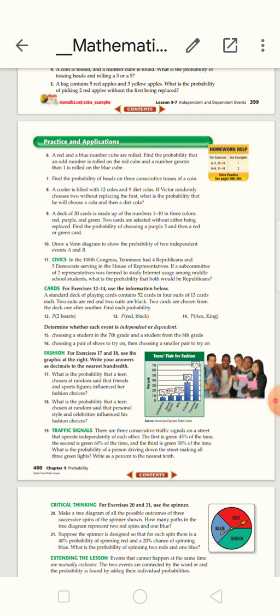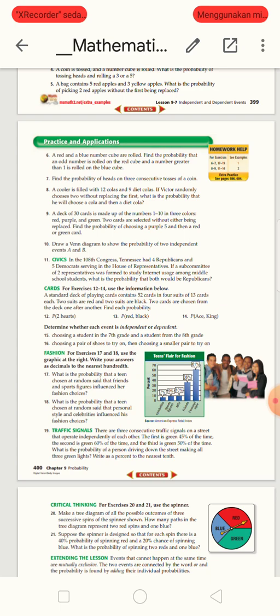Fashion. For exercises 17 and 18, use the graphic at the right. Write your answer as a decimal to the nearest hundredth. 17. What is the probability that a 10-year-old chosen at random says that friends and sports figures influence her fashion choices?